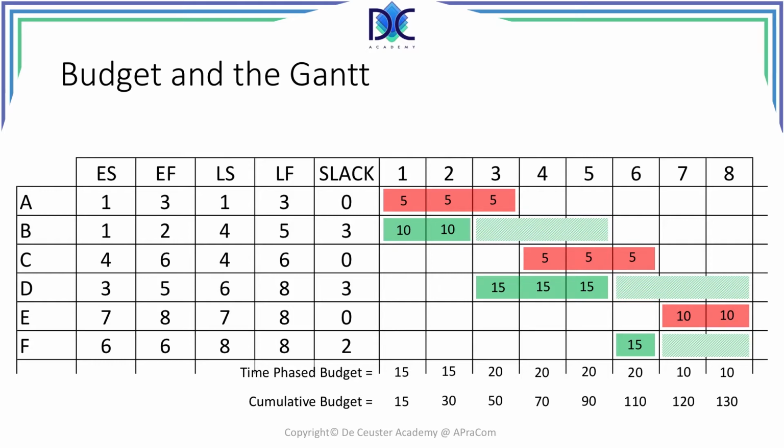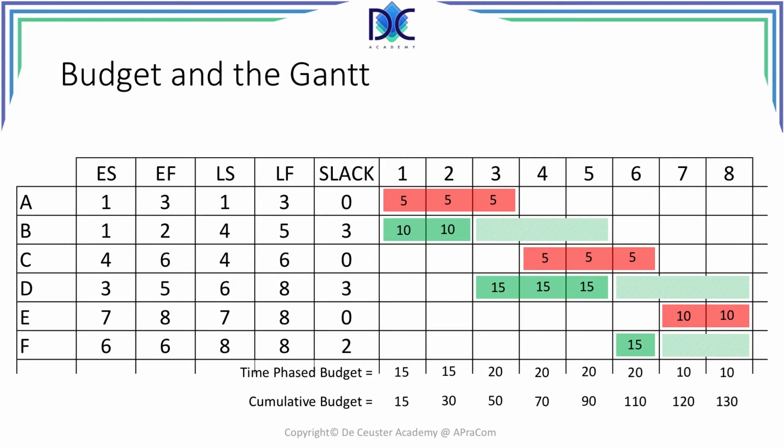Budget and the Gantt. Every activity costs money, so we add that money, the cost of the activity, to the periods, and we can calculate the budget that we need for every period. We call that the time-phased budget. In addition to that, we can calculate the cumulative budget. It is the cost of the period added to the cost of the previous period.